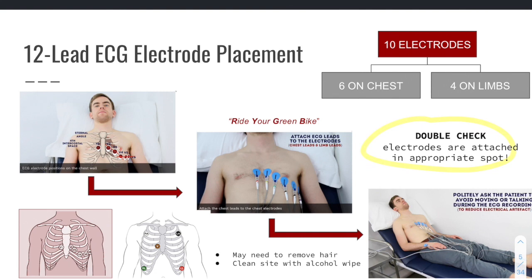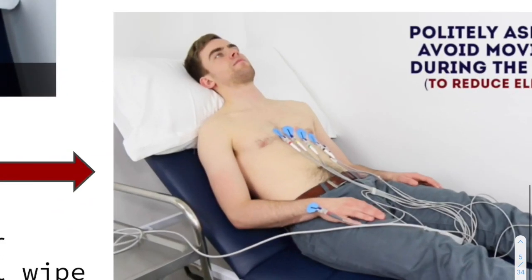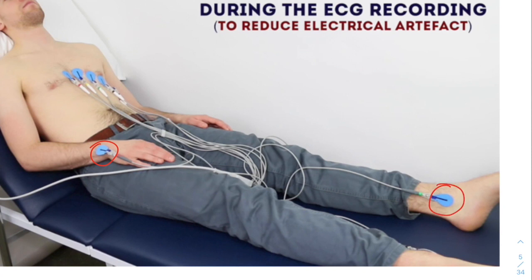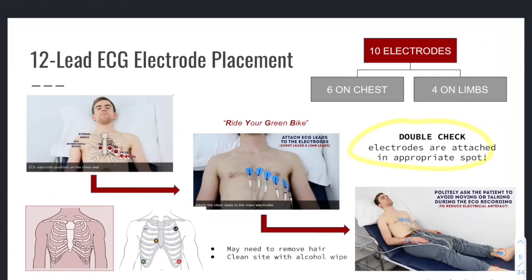You can do either with your limb leads. Here is an example of your right arm lead, and here is a good positioning for your left leg lead, and then you'll have corresponding leads on the other limbs as well.